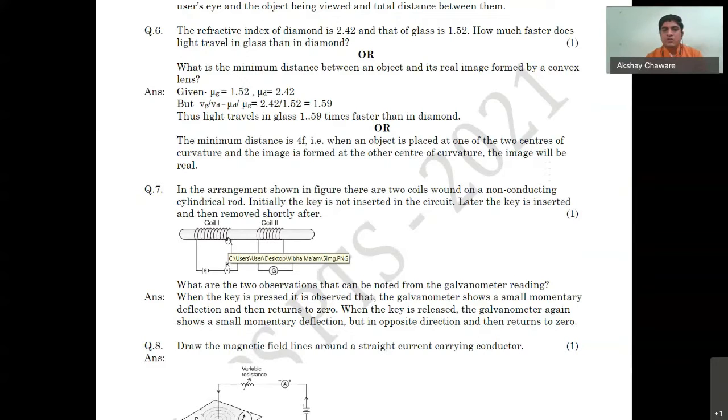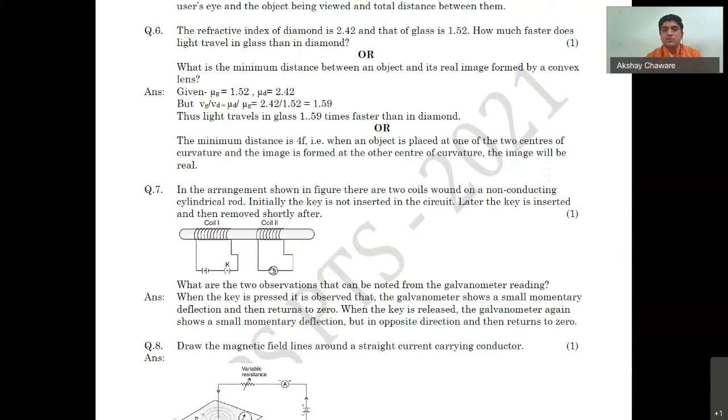Current in coil 1 induces a magnetic field in coil 1 as well. Because of this magnetic field, the potential difference is changed for coil 2, and due to that change in potential difference, we can observe the presence of current there. So the galvanometer is used to detect the presence of electric current.